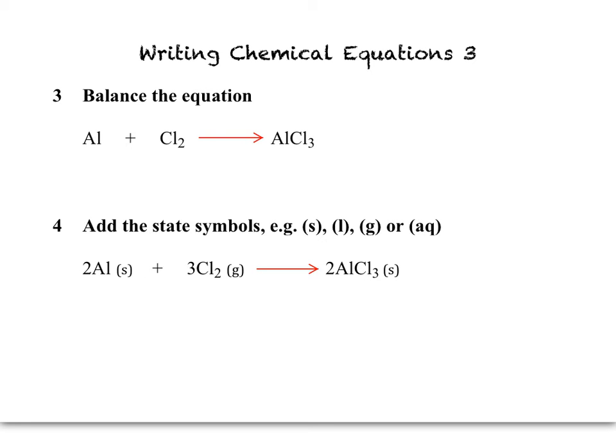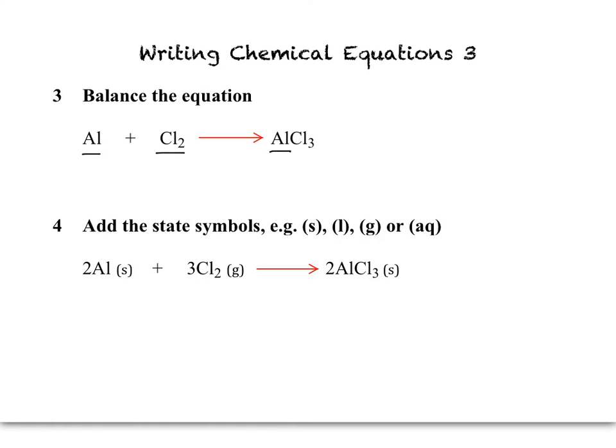Rule 3. Balance the equation. On the left-hand side, we have 1 aluminium atom. On the right-hand side, we have 1 aluminium atom. On the left-hand side, we have 2 chlorine atoms. On the right-hand side, we have 3 chlorine atoms.